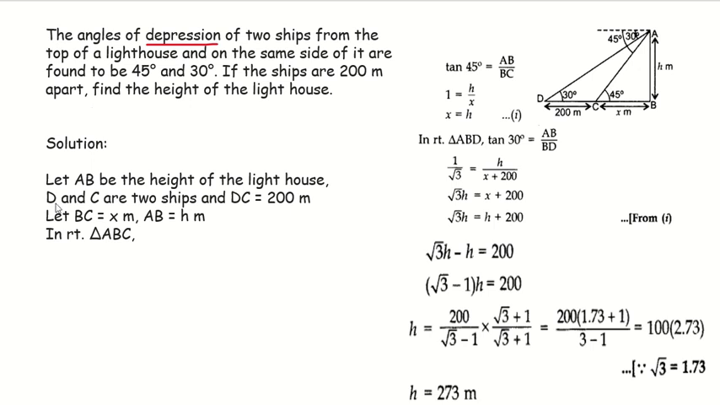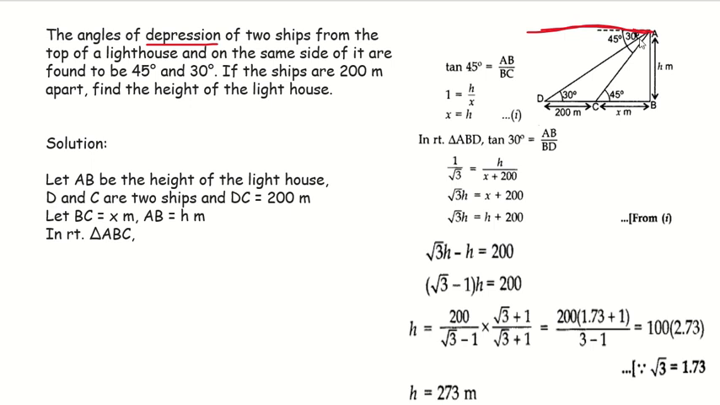So here, let AB be the height of the lighthouse. AB is your lighthouse. D and C are the two ships. Here you can see one ship is standing over here and the other ship is standing over here. Obviously it is the angle of depression, from where you will see a horizontal line. You can see it exactly over here.